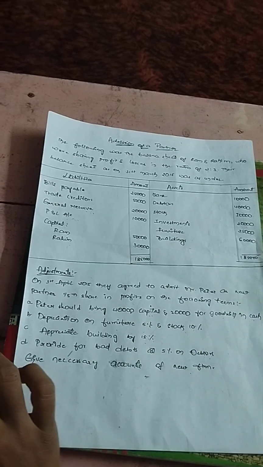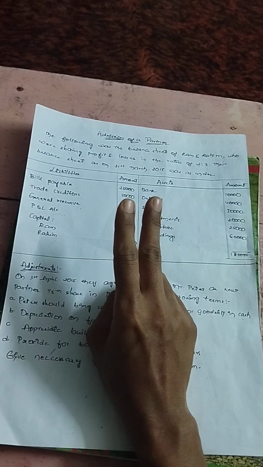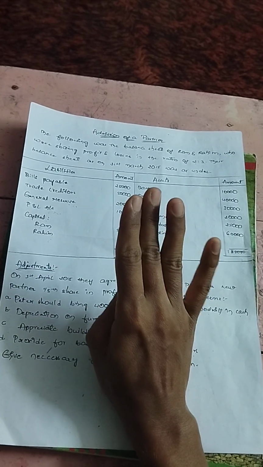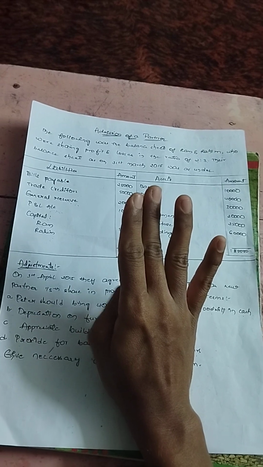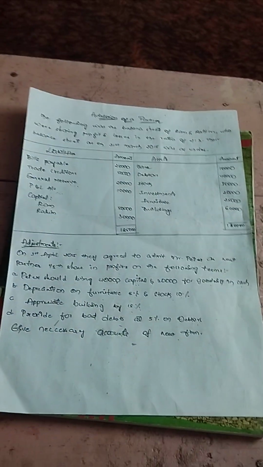So here in admission of partner we have 5 accounts. The first one is revaluation. Next is capital account. Third one is bank account. Fourth one is goodwill account, and lastly we need to prepare the balance sheet. Now let's solve the problem.